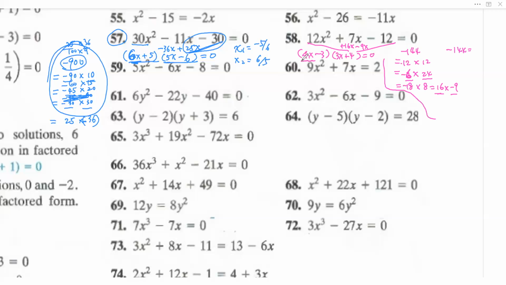So let's double check this one. 12x squared, 16x, negative 9x, you get 7x, right? So negative 12. Yes, in this factoring, both numbers are big, so it makes it a little bit complicated. Right, so find the solutions. One of them is 3/4. The second solution is negative 4/3.